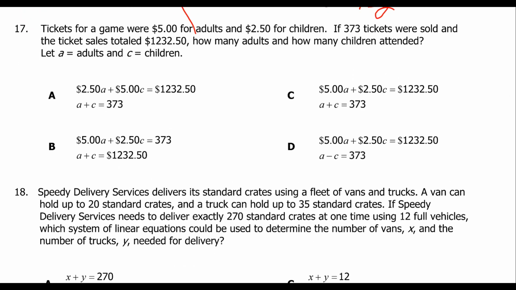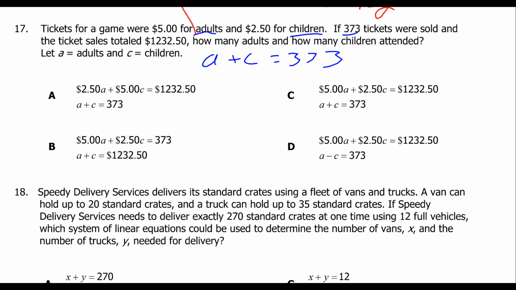Alright, now, number 17. Tickets for a game were $5 for adults, $2.50 for children, and 373 tickets were sold. Okay, so let's back it up for just a second. I have adult tickets. I have children tickets. Okay, and then 373. So I go A plus C equals 373. My brain, boom, does that. And it's just that fast.